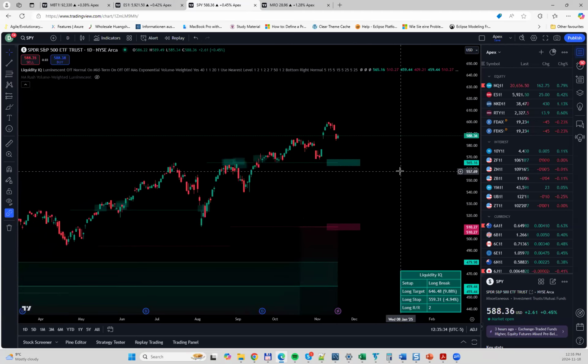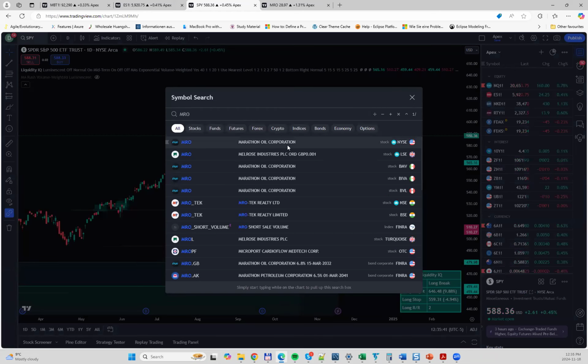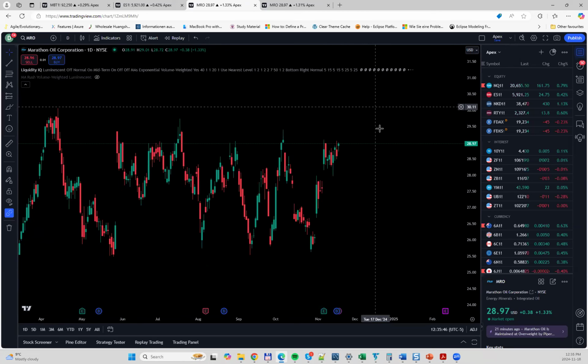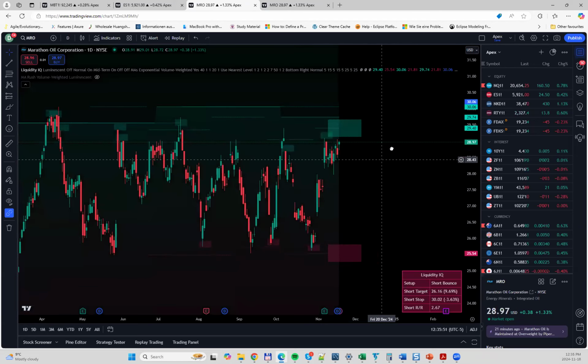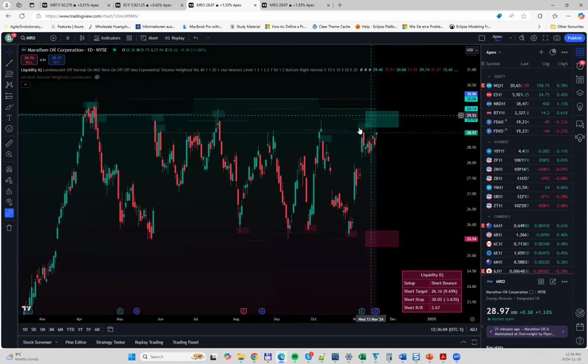Whenever I change symbols, for example to Marathon Oil, let's just see what happens once this is applied to the chart. Oh, this is actually a nice one. Now the setup has changed to a short bounce situation. Why is that? Well, now price is trading nearby this resistance level, this green line here, and we may see some further downside action.